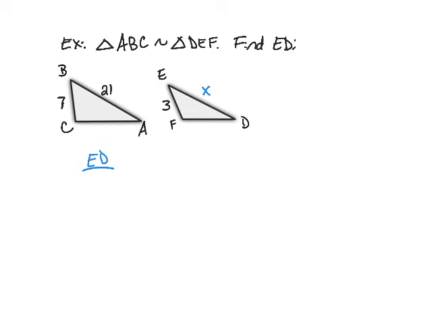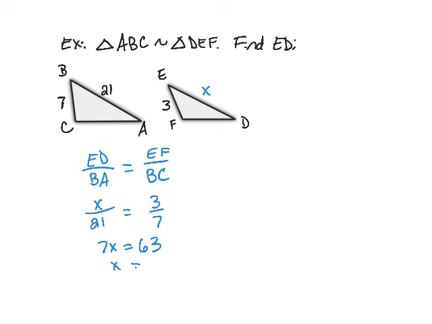So, or BA. ED over BA, it really doesn't matter which way you put the letters, is equal to, and then I use the two sides that I know, EF over BC. So that's EF over BC. That's the proportion you would use. Now I just substitute things in. I have x over 21 is equal to 3 over 7. Cross multiply, and you get 7x is equal to 63, and x is equal to 9. So in the end, ED is going to be 9.